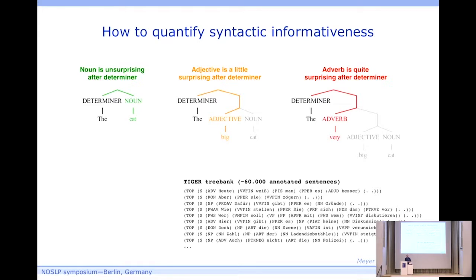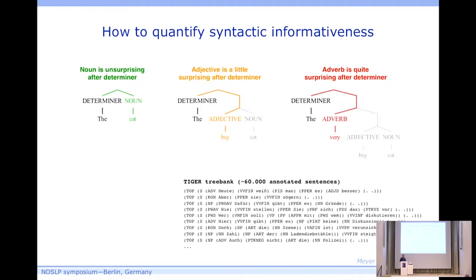So what we can do is we take a computational parsing model, a probabilistic context-free grammar, basically, and we train it on a so-called tree bank. A tree bank is a database of a large number of sentences. In this case, it's 60,000 annotated sentences, and they have little tree structures. Some student assistant has drawn 60,000 tree structures for these sentences.